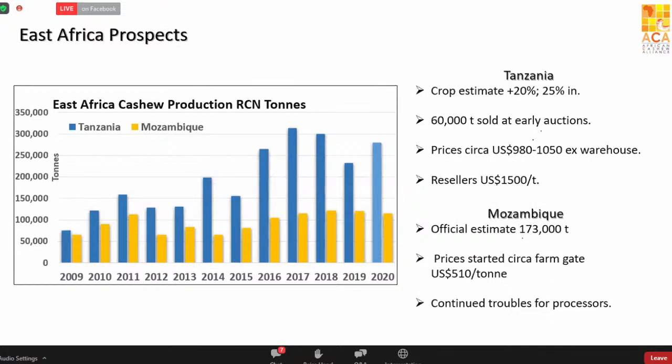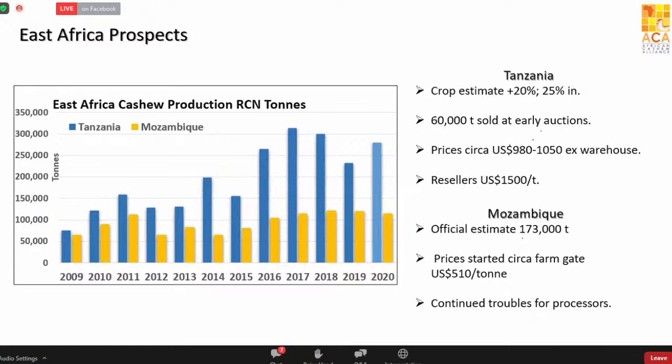We look at East Africa, the current harvest area, and we see a return to a very positive trend in Tanzania. Crop estimate is up by about 20%, somewhere in the region of 280,000 tons is estimated, somewhat off the record. I think the record was 313,000 tons, but nonetheless returned to a very positive trend, which is likely to continue. Reports are that about 25% of the crop is in, which is quite good for the time of year, and 60,000 tons has been sold, which I would say in this market is very good.